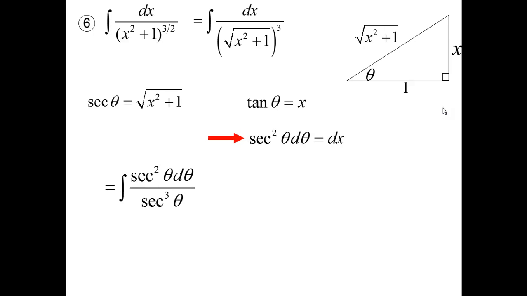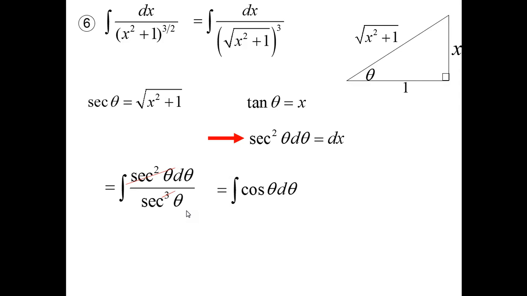I started out with secant theta, which is hypotenuse over adjacent. That's your expression for the radical. And like always, we need an expression for x so that we can get an expression for dx. So tan theta turns into x, and dx just turns into secant squared theta d theta. So when you make the replacements, you should get secant squared theta d theta on top and secant theta cubed on the bottom.